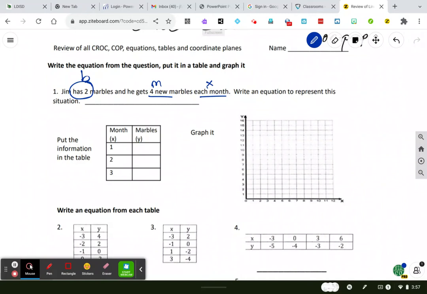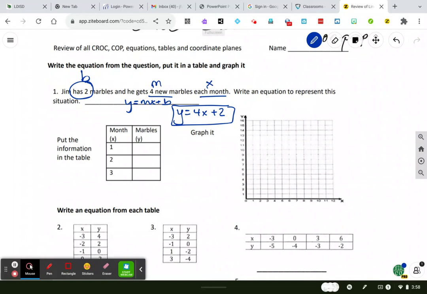So when I write my equation that should look like this, y equals mx plus b. This equation would be y equals 4x plus 2. Not any math involved at all. You're just looking at the equation and looking at the word problem and figuring out what it is. So now we're going to take that information and we're going to put it in the table.